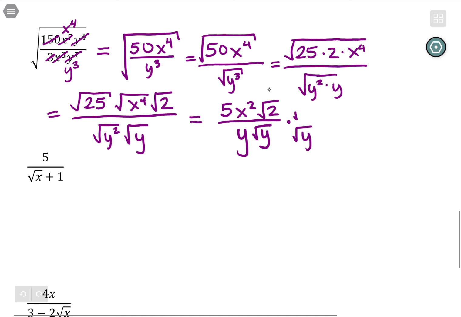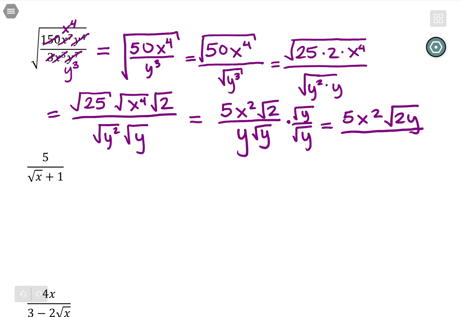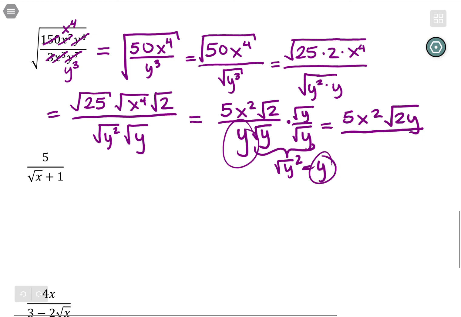So I'm going to multiply top and bottom by root y. So my final top is going to be, maybe I shouldn't say final. Yep, I'm pretty sure it is final. 5x squared times root 2y. And my denominator, this is going to give me root y squared, which is y. So I have the y that was sitting out in front multiplied by the y I get from the roots. I'm running out of room, so I'm talking you through those steps right there, which is y squared.